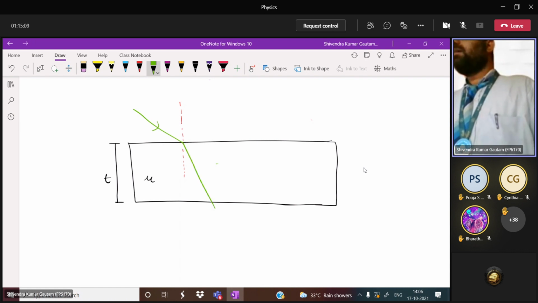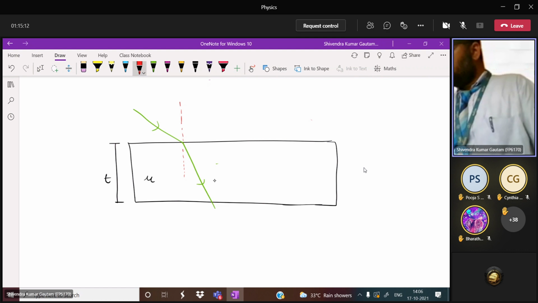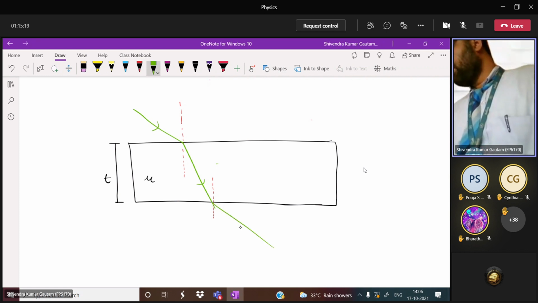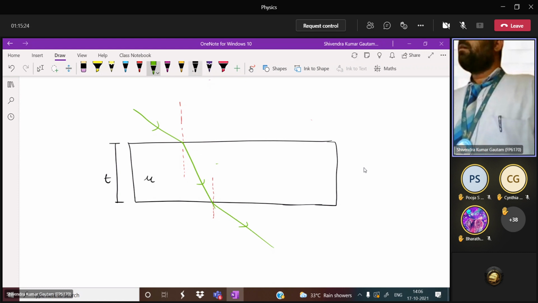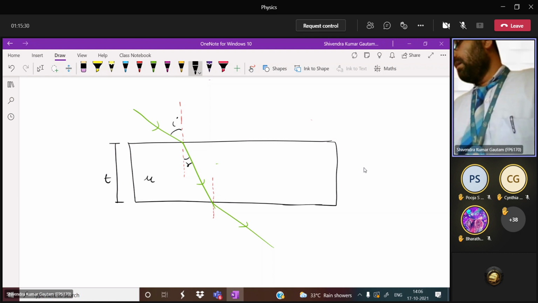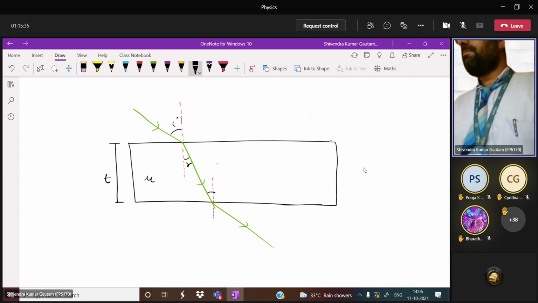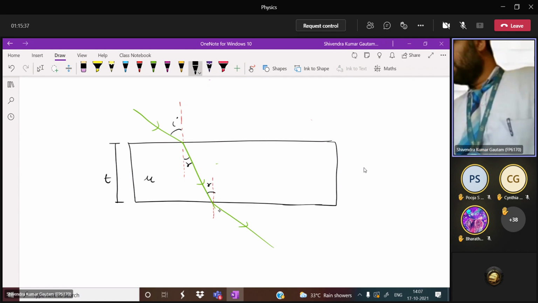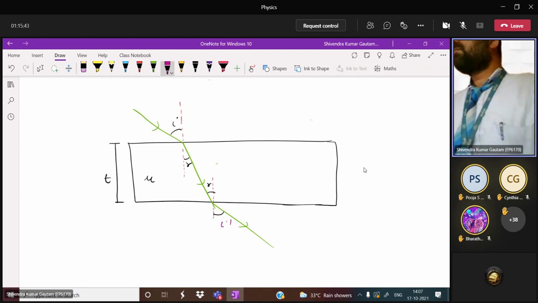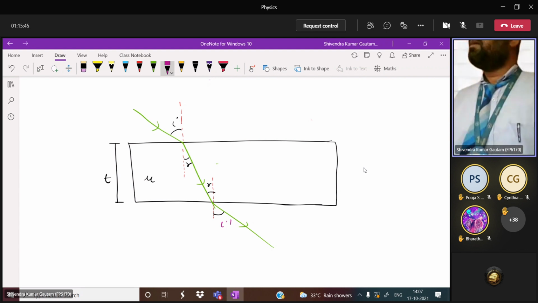Towards the normal means right, so again here, at this point, refraction will take place. The ray now goes from denser to rarer, so it bends away from the normal. This angle is the angle of incidence. This angle is the angle of refraction, R. What about this angle? R only, because the normals are parallel. So this is R. This angle how much? We don't know, so we assume I dash.